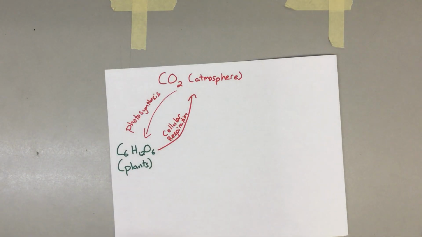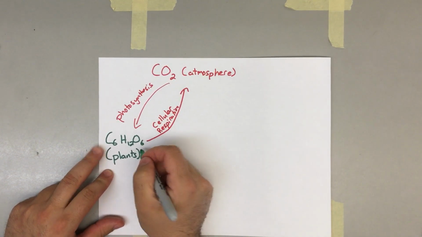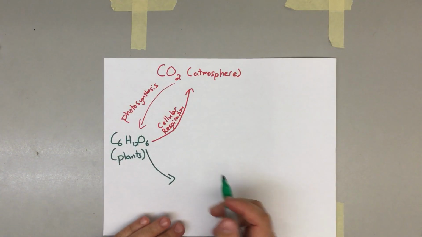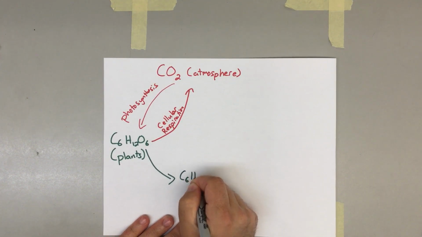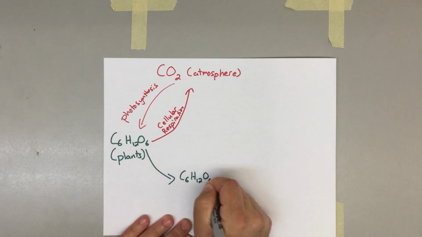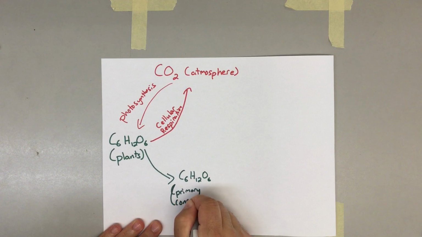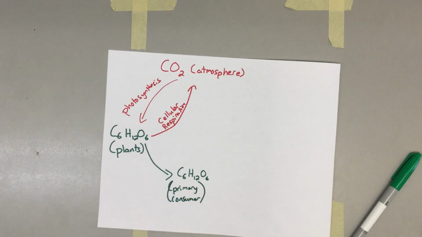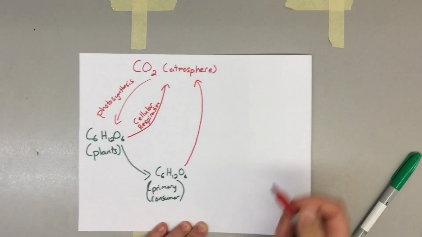But that's not very useful for us as consumers. So let's say this plant stored this carbohydrate. Now what's going to happen is that carbohydrate is going to be consumed by a primary consumer. So it's still going to be a carbohydrate, C6H12O6, and that's going to be found in a primary consumer.